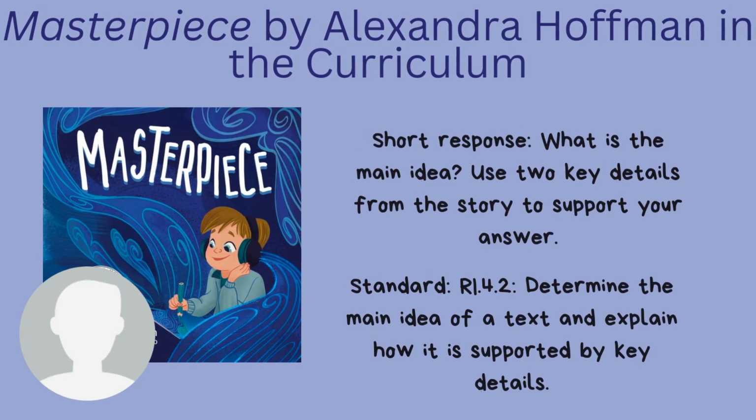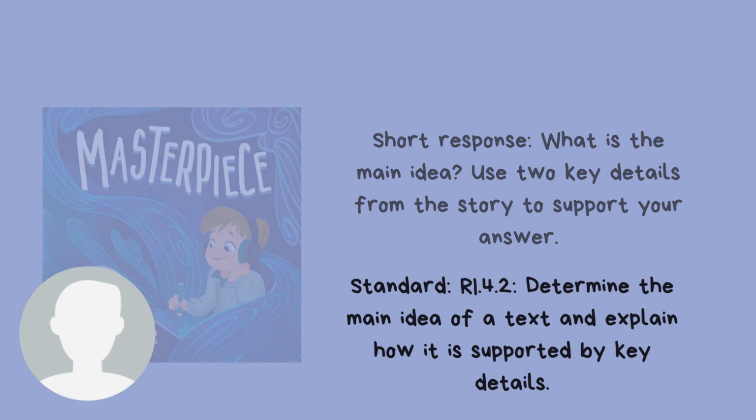The activity I chose for students to complete after reading Masterpiece is to complete a short response. They will write what the main idea of the story was and then use two key details from the story to support their answer. The standard I tied to this was RI 4.2, determine the main idea of a text and explain how it is supported by key details. I chose this because of our iReady curriculum. A lot of our short responses are written in this way, and I want students to be comfortable answering questions like this independently.